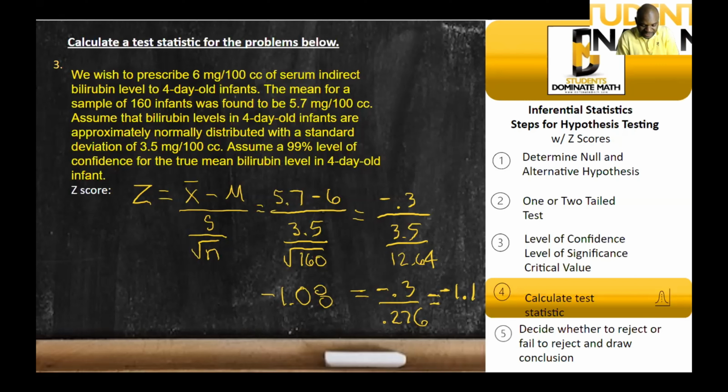That's our z-score test statistic. So that is going to be compared to the critical value that we gave you. We just gave it to you as negative 2.575, but we didn't talk about where it really came from. Okay, and we're going to do that right now.